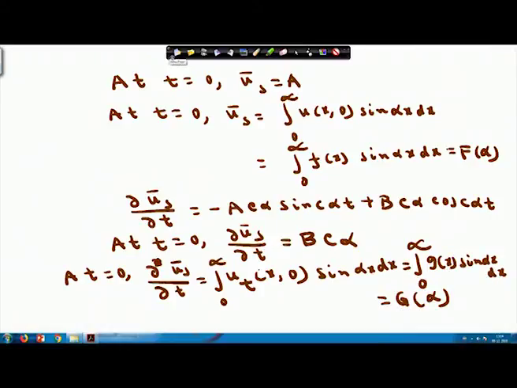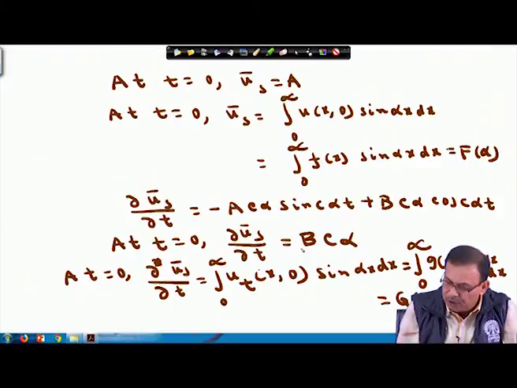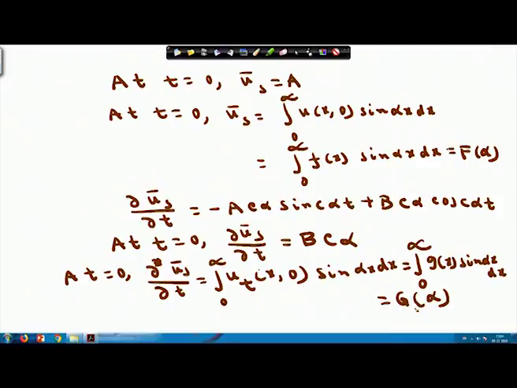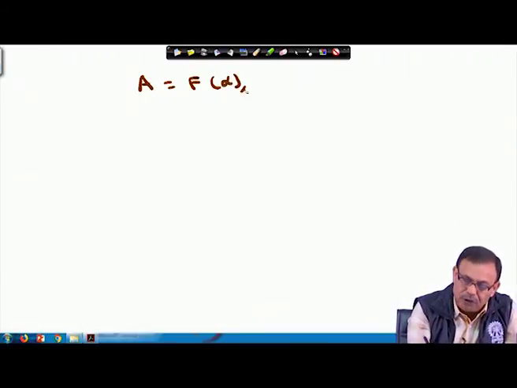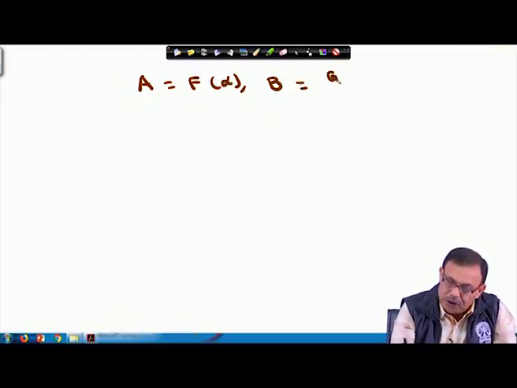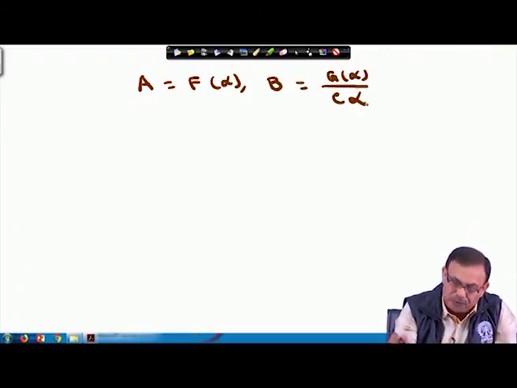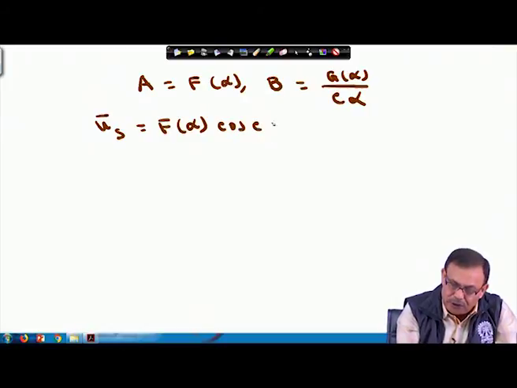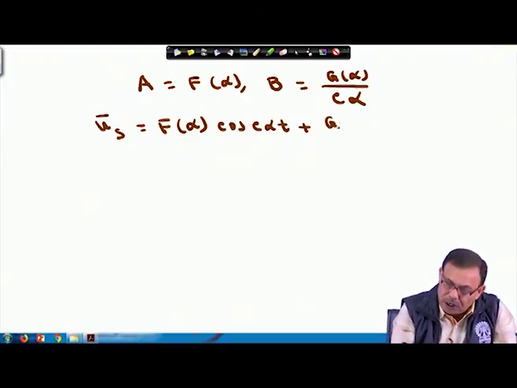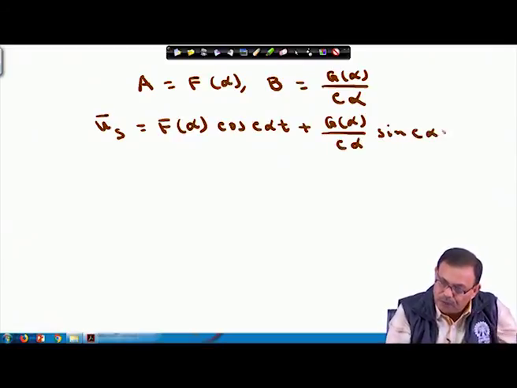And once I have obtained this, b equals G(α) by cα, and a we have already obtained as F(α). So what are you getting? Your a is F(α) and your b is G(α) by cα. So ū is F(α) cos(cαt) plus G(α) by cα into sin(cαt).